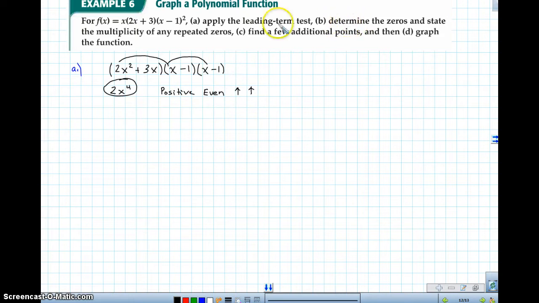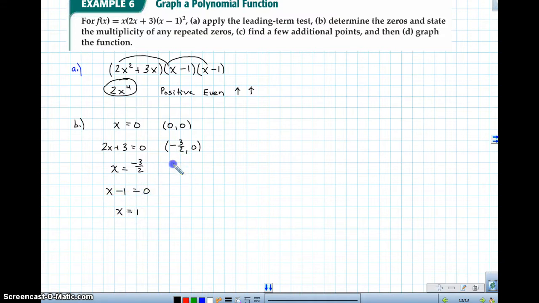We're next going to determine the zeros and state the multiplicity for any repeated zeros. So for part B, we're going to solve for all of our zeros. If we set our first one, x, equal to 0, that means we have the coordinate 0, 0. If we set 2x plus 3 equal to 0, my second factor right there, then when I solve for x, I get that x is equal to negative 3 halves. That's going to be my second coordinate, negative 3 halves, 0. And then we have x minus 1, so when I set that equal to 0, I get that x equals 1. So we get the last one, 1, 0.